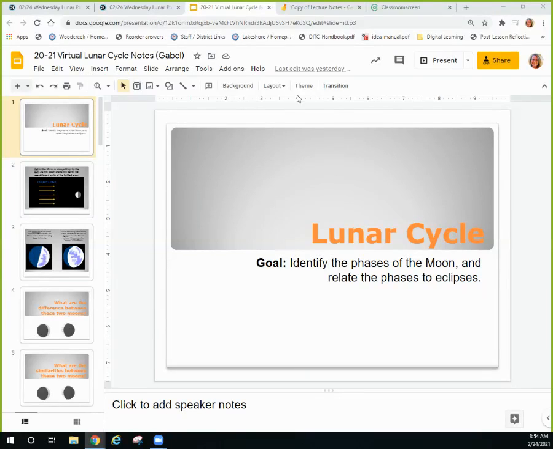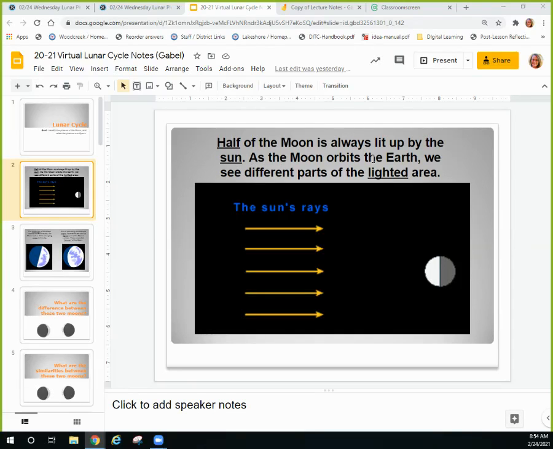All right, so we're going to be talking about the lunar cycle. Our goal is to be able to identify the phases of the moon, and we'll briefly talk about eclipses. Half of the moon is always going to be lit up, like I was sharing with our warm-up. As the moon orbits the Earth, we see different parts of the lighted area. So the phases that we see are because of where we are on Earth.